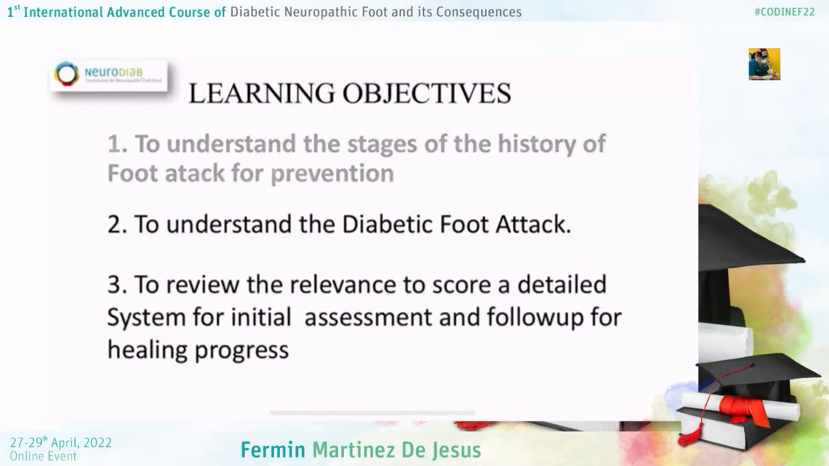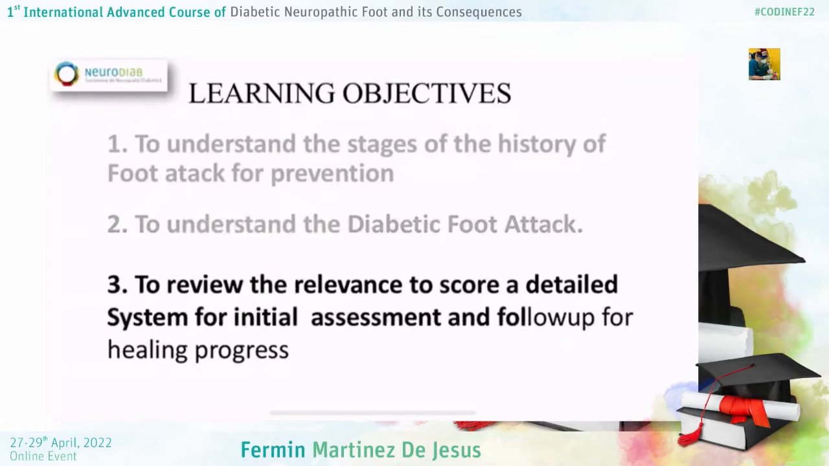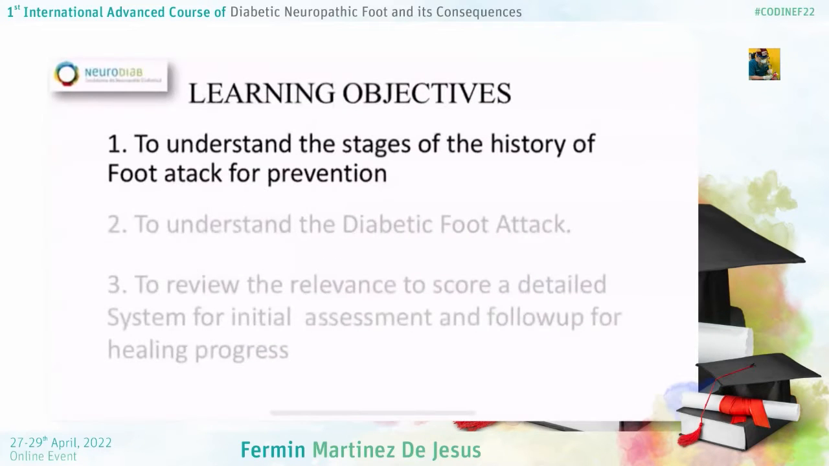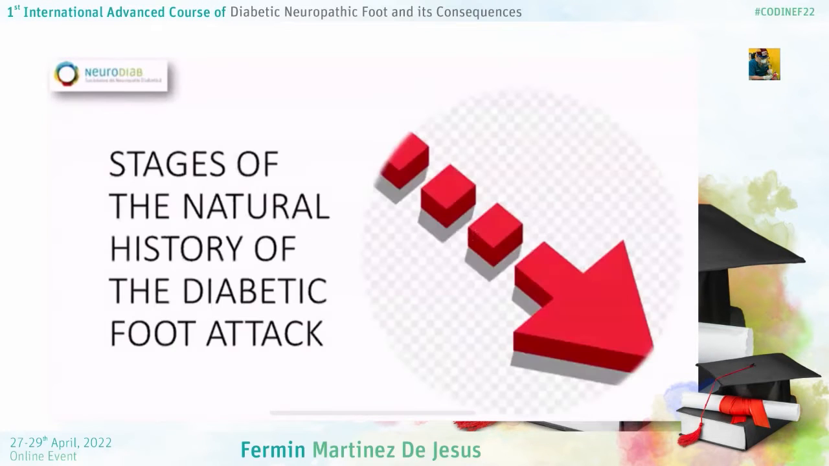The learning objectives are to understand the stages of the history of foot attack for prevention, to understand the diabetic foot attack, and to review the relevance of a detailed scoring system for initial assessment and follow-up of healing progress. First, to understand the stages of the history of foot attack for prevention.